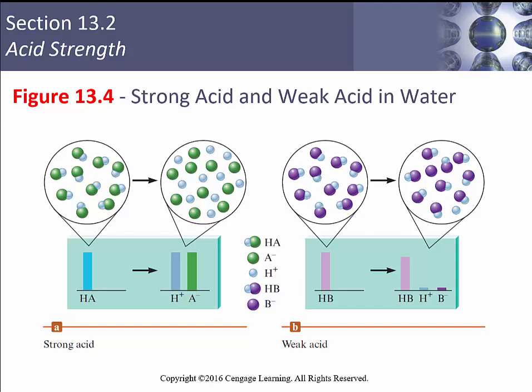For a weak acid, right? So something like acetic acid, I'm starting off with H and then acetate. I'm going to keep most of it, right? Not much of a change over here. I'm just going to form a very tiny amount of my H plus hydronium in solution and a very tiny amount of my conjugate base acetate in solution.